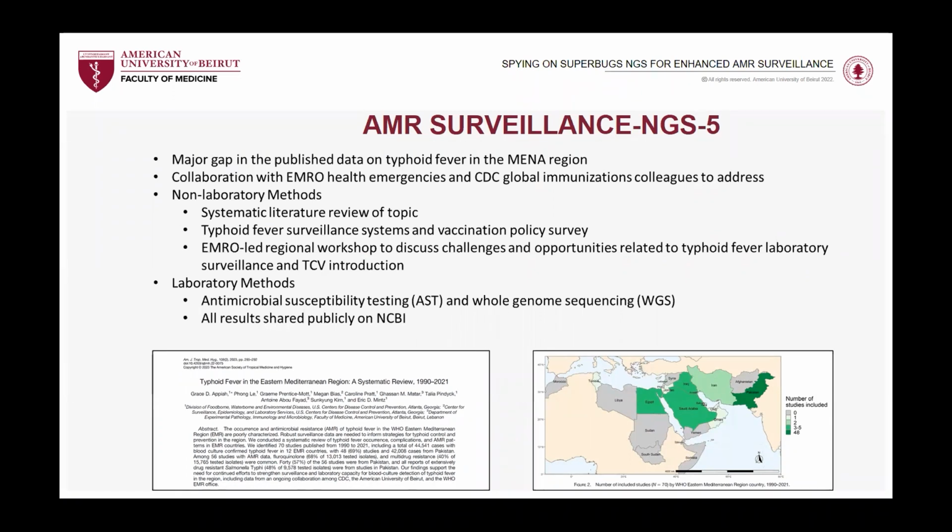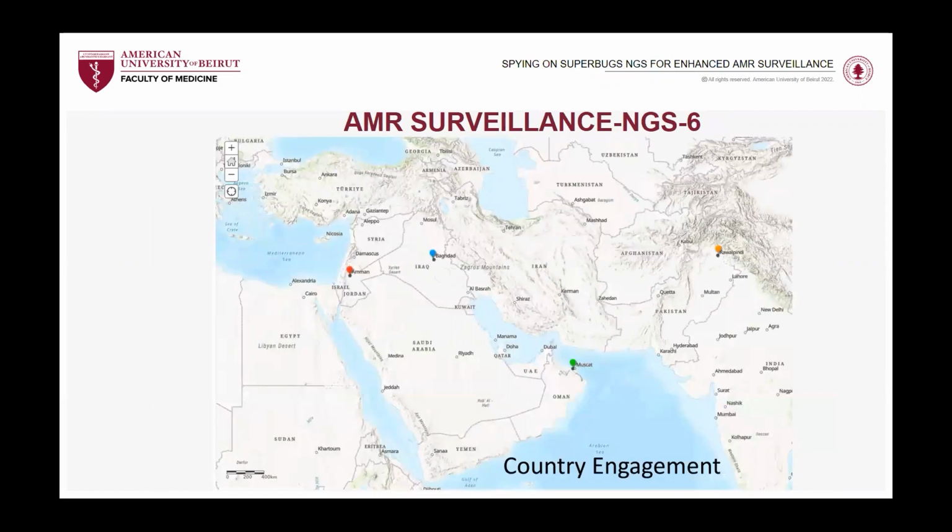And since travel happens quite a lot, a number of countries suffered from this outbreak, but there was no data about this. In the last 20 years, only 10 studies were published out of Pakistan and 0 from the region regarding the XDR typhi. So we don't know what the real burden is. So we started with a literature review. We looked at what has been published. We found the gaps.